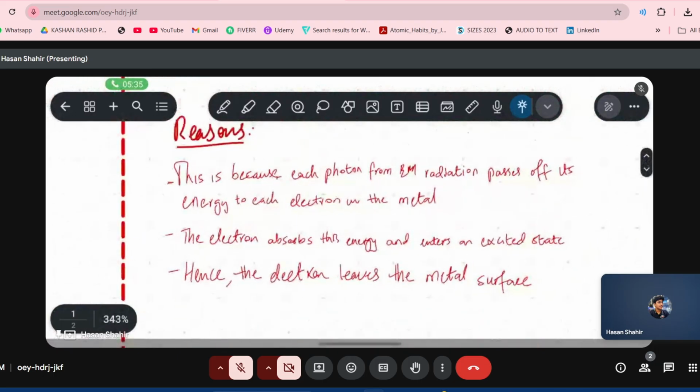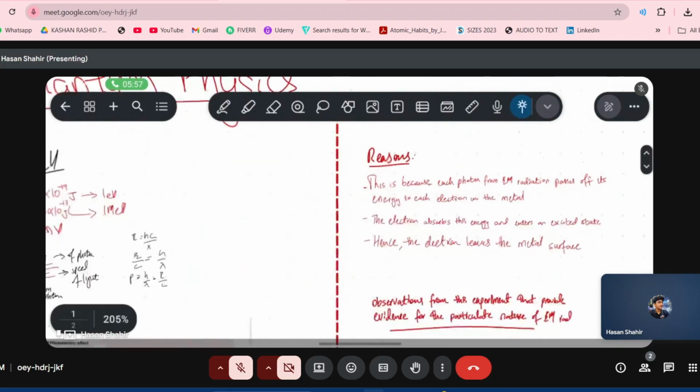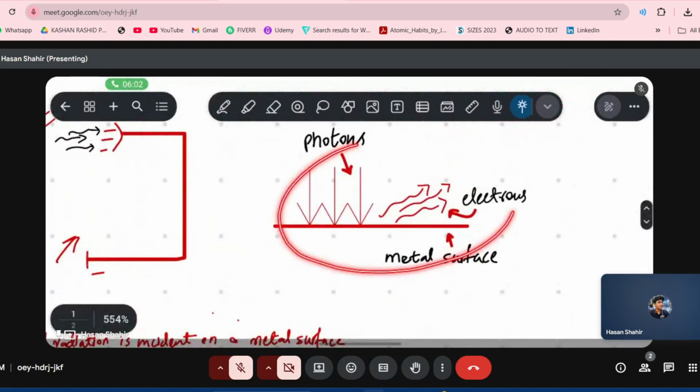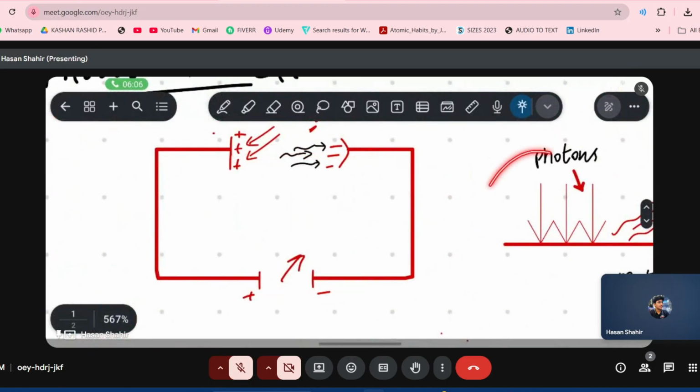This is because each photon from electromagnetic radiation passes off its energy to each electron in the metal, and the state of energy in the electron is the maximum kinetic energy of it. The electron absorbs this energy and enters an excited state, hence the electron leaves the metal surface. Alright, these were the reasons. Now, this was just the basic concept. Now, this circuit is a practical application of this concept.